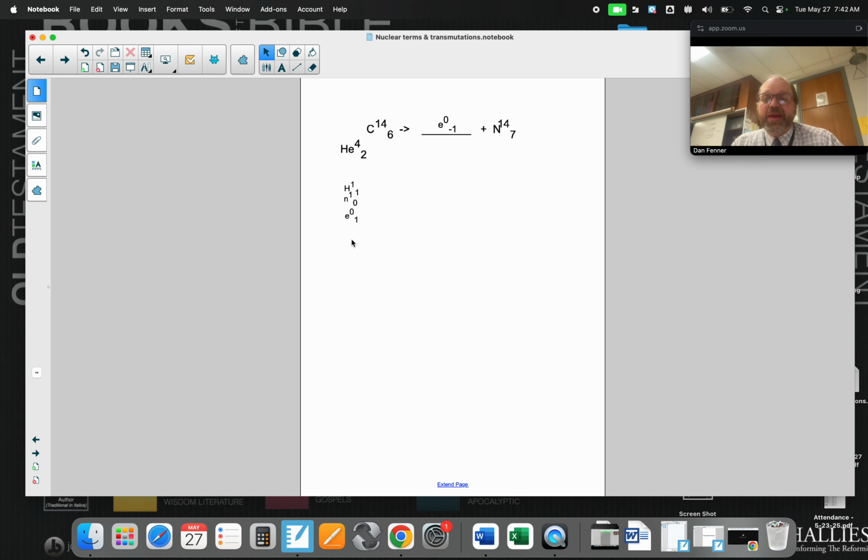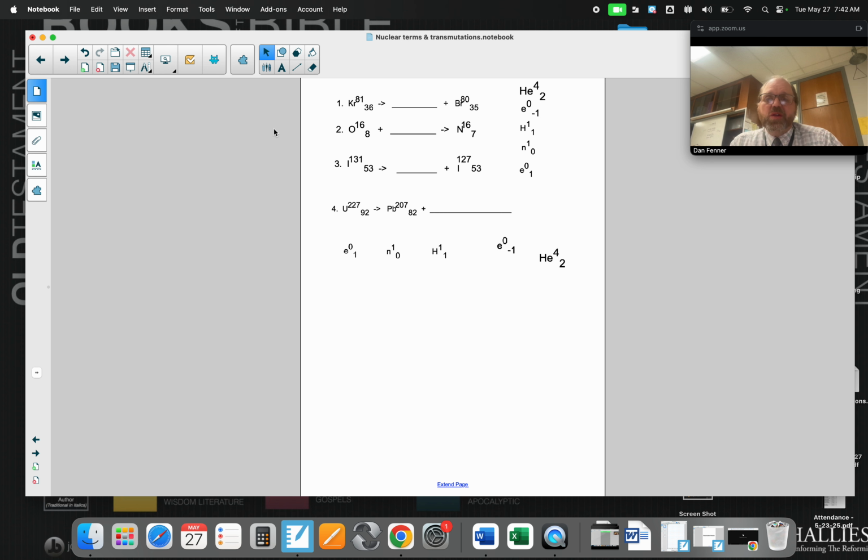So that would be a beta emission, because it's a beta particle and it's on the product side. Emissions are products, bombardments are on the reactants. All right, let's take a look at this here then.